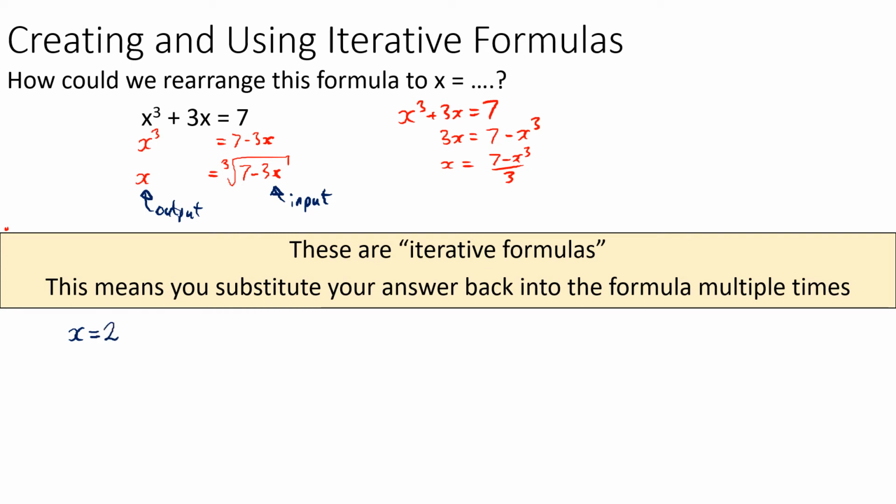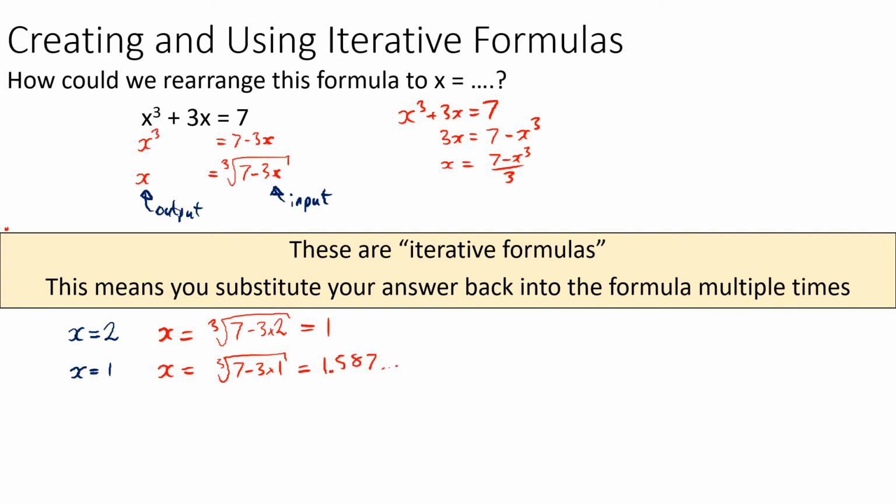Let's start with x equals 2, like I think we did on the previous page. If we use x equals 2, then x is equal to the cube root of 7 minus 3 times 2. If you type all that in, you get 1 out. Okay, great. So we take that answer, x equals 1, and substitute that into the formula again. This time we'll do the cube root of 7 minus 3 times 1. If we do that, we get 1.587, which kind of goes on forever.